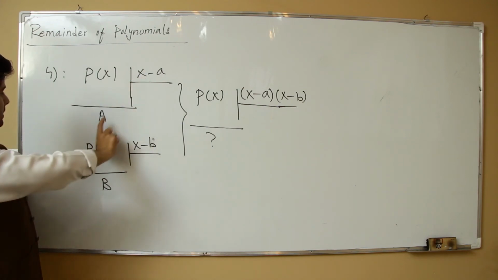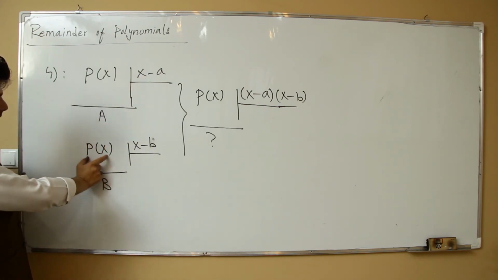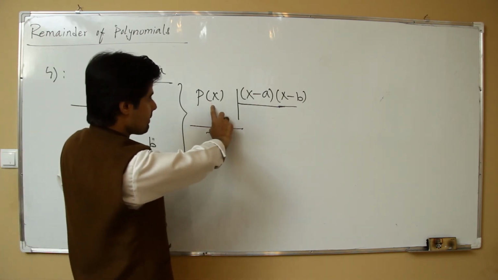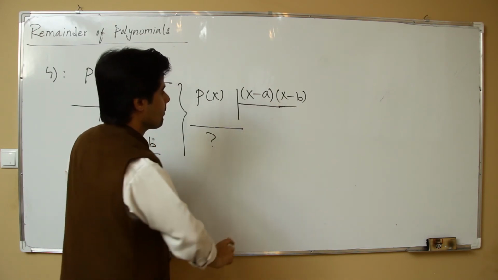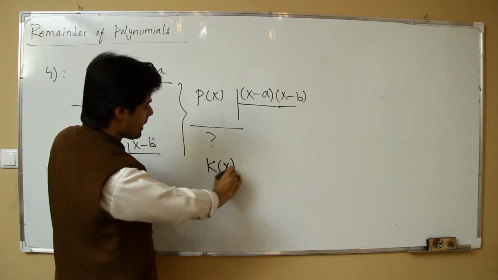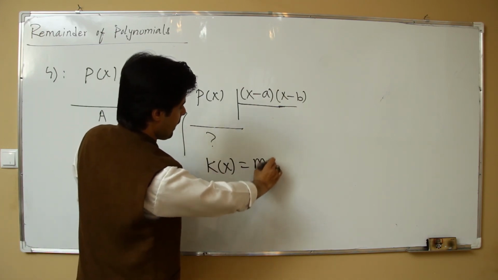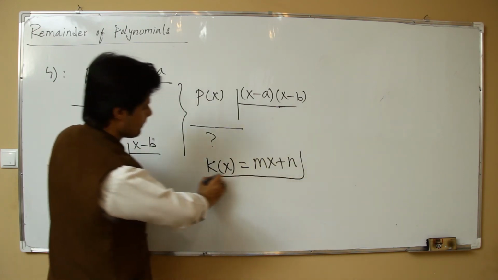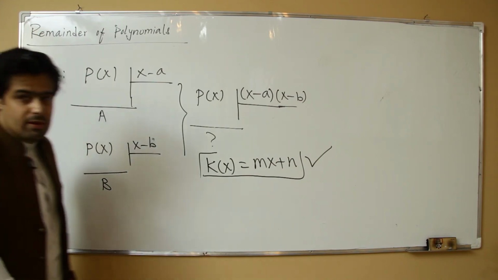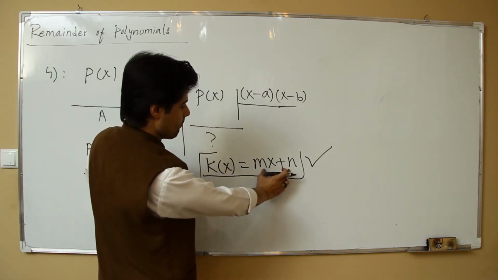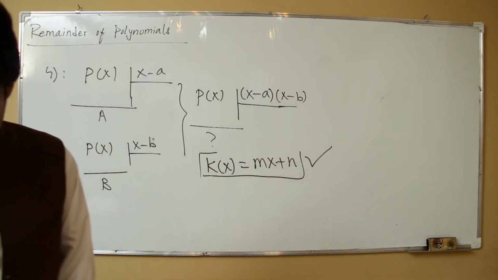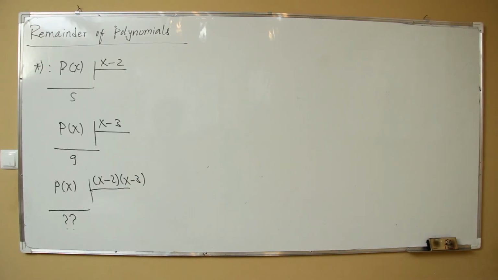p(x) is divided by x minus a, the remainder is a. p(x) is divided by x minus b, the remainder is b. p(x) is divided simultaneously by the multiplication of both of them. Now what is the remainder? The remainder is k(x), and this k(x) is in the form of mx plus n. I'm sure that you haven't gotten what k(x) equal to mx plus n means. We will write an example. Write it, please. We will find it, inshallah.